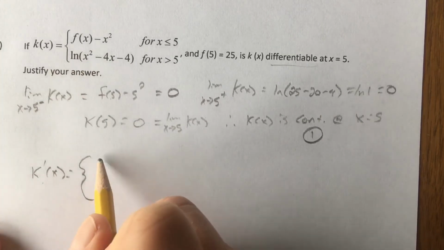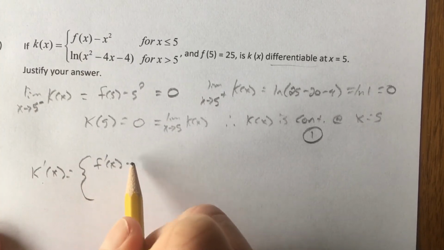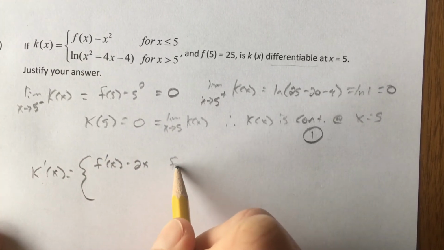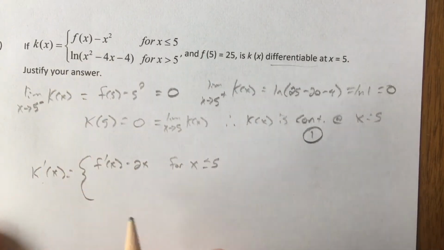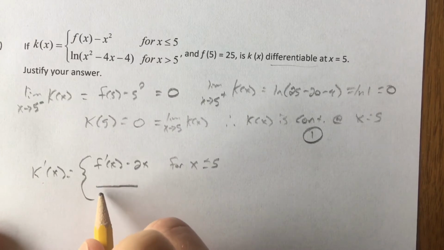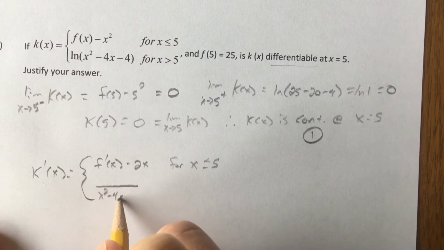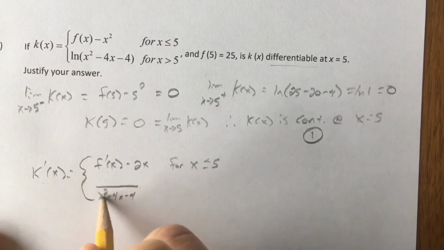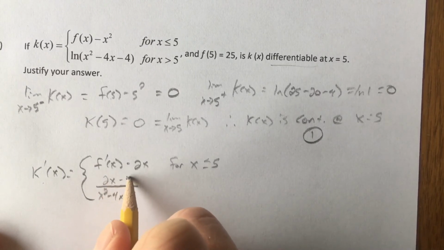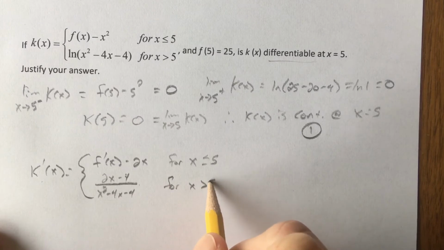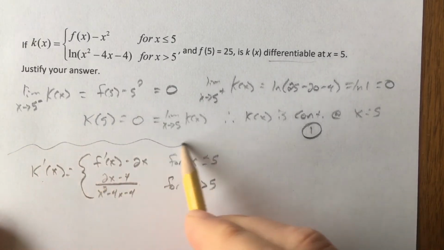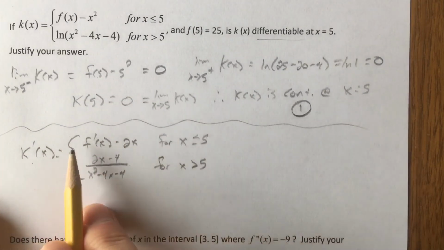The derivative of the top part is f prime of x minus 2x, and that's for x less than or equal to 5. And the bottom part, the derivative is going to be 1 over what's inside of there, times the derivative of that, which is 2x minus 4. I'm just going to stack that on top. That's for x greater than 5. Okay, so this is what the derivative expression is.